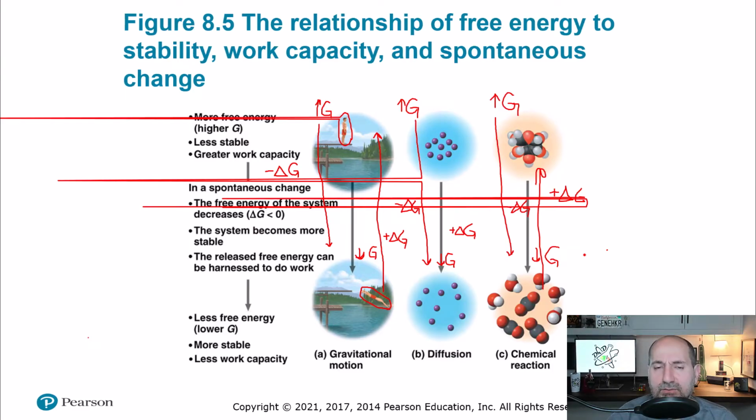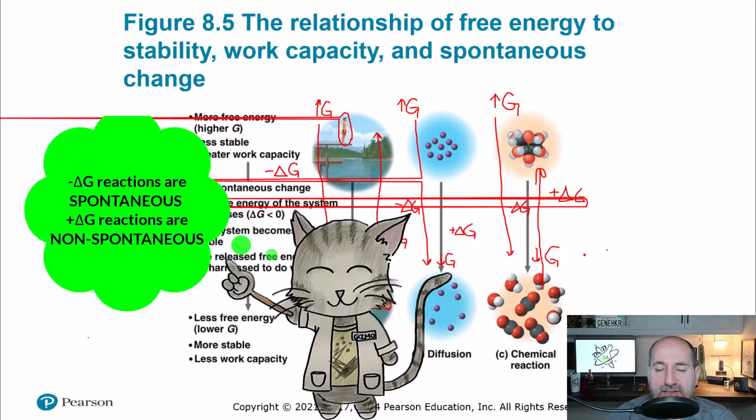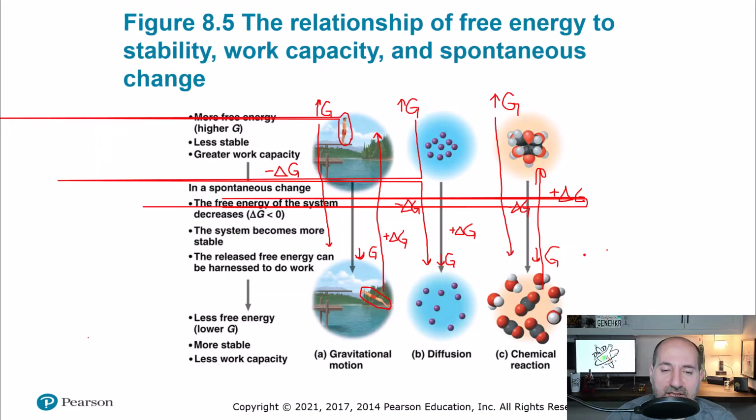So again, when you go from a high G value to a low G value, this is known as a negative delta G, and that's a spontaneous process. When you go from a low G value back to a high G value, this is known as a non-spontaneous process. This has a positive delta G. And so what I want you to remember is that any process with a negative change in G, a negative delta G, is a spontaneous reaction, while any process with a positive delta G is a non-spontaneous reaction. Spontaneous reactions occur without input of energy. Non-spontaneous reactions require energy to happen.